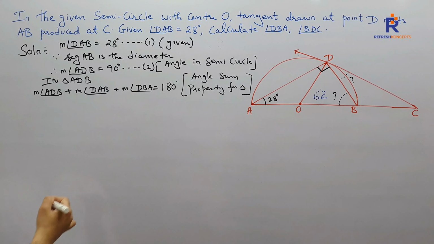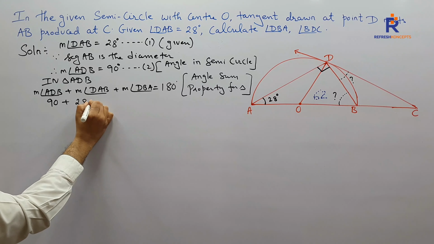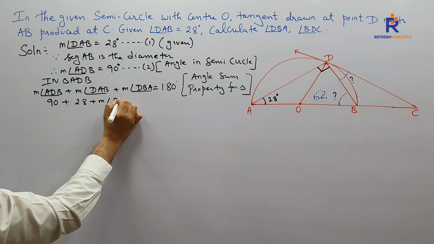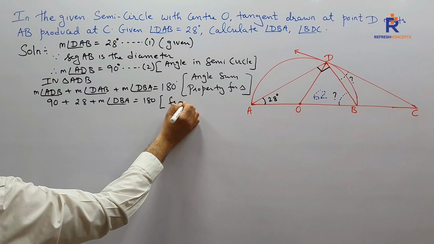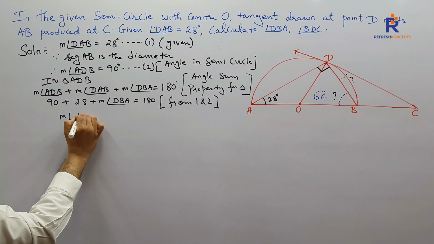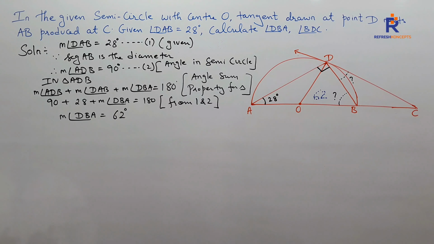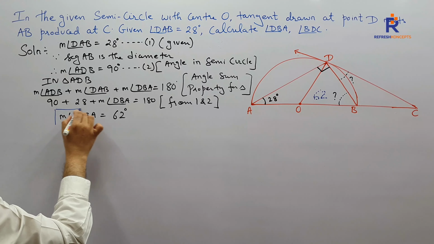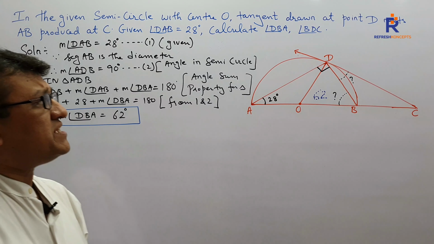What next? On substituting the values of ADB as 90, DAB as 28, plus measure angle DBA, equals 180. From where did I get the values? From 1 and 2. Measure angle DBA turns out to be 62 degree. On subtracting 90 and 28 from 180, the value of DBA turns out to be 62.